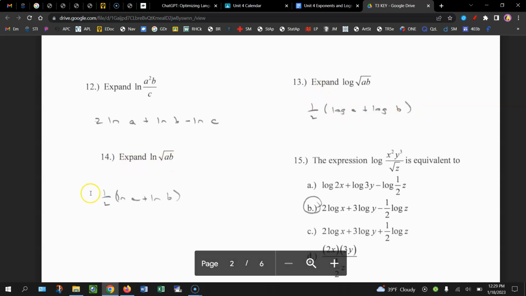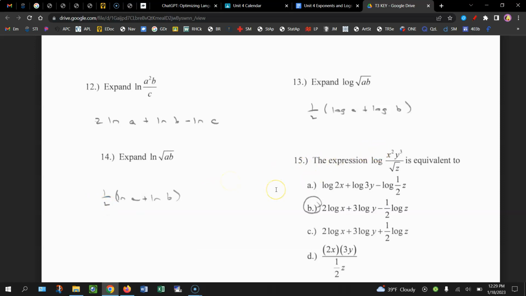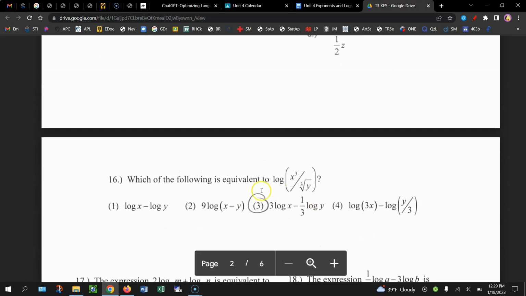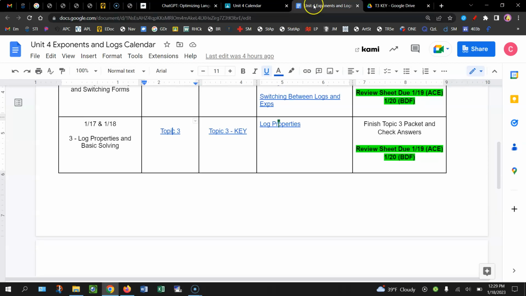14 is the same thing with just natural log. 15 is choice 2. You're just bringing the powers down front. And then actually 16 you could have done as well is choice 3. So I'm going to carry on and talk about the next page.